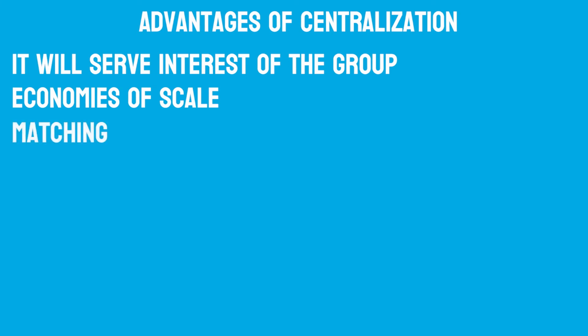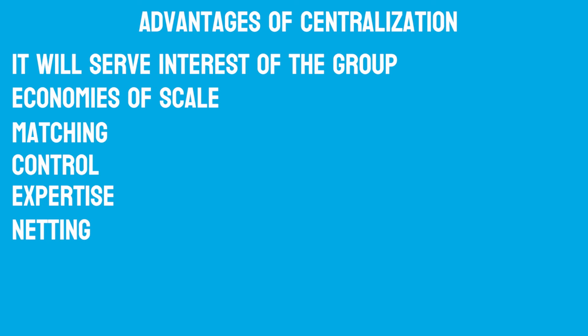Second advantage is matching. That is, if we have cash surpluses in one area, it can be used to match to the cash needs in another. Okay, that is matching. Next advantage is control. That is better control through the use of standardized procedures. Next one, expertise. That is, experts can be employed with the knowledge of the latest developments in treasury management. Last one is netting. That is, netting of intercompany balances can be applied to save on transaction cost. Okay, so these are the advantages of centralization.